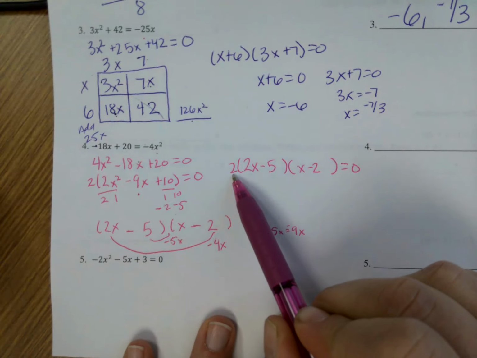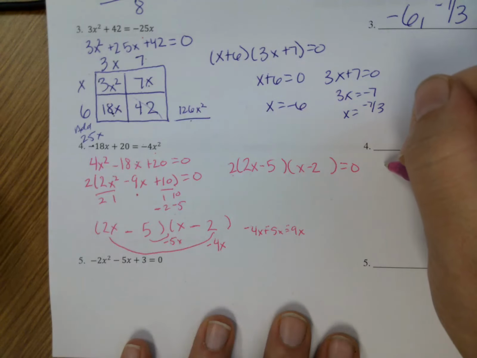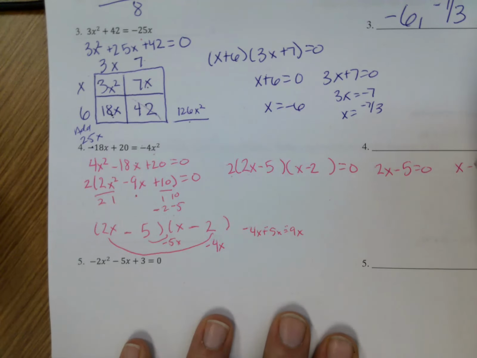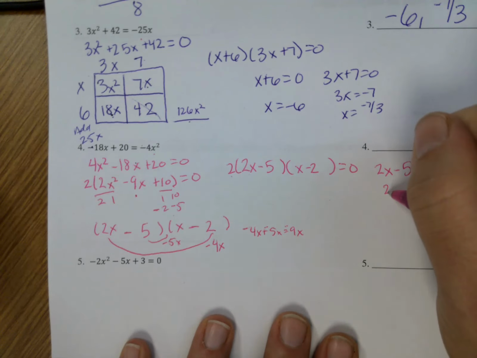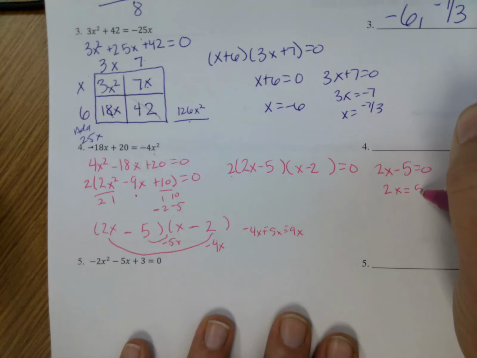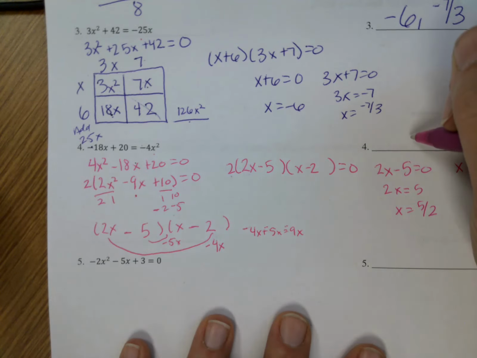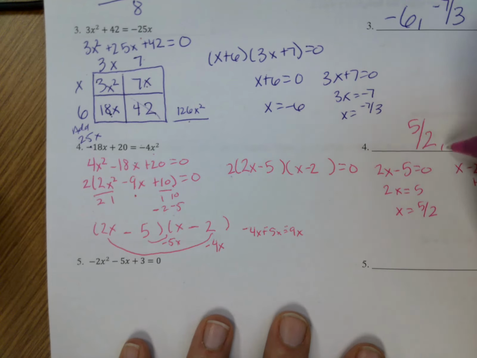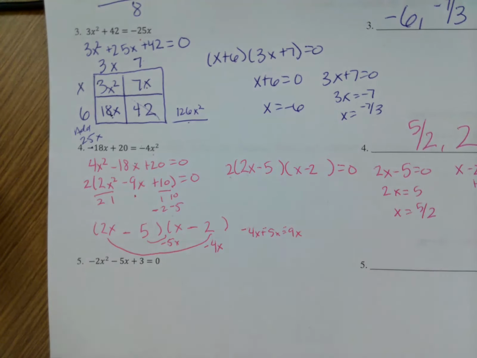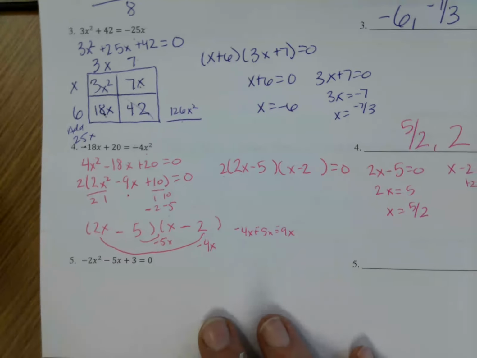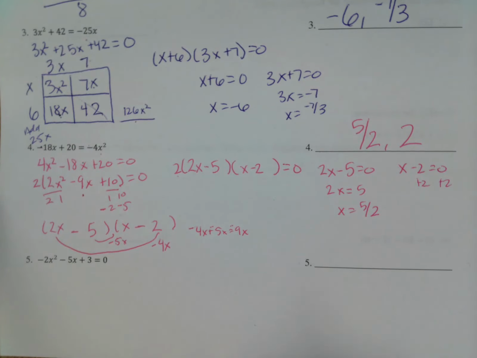This 2 does not have an x with it, so I do not have to set that equal to 0. I set the 2x minus 5 equal to 0, and the x minus 2 is equal to 0. Here I add over my 5 and then divide by 2, so this would be 5/2. Here I'm going to add over my 2. So my two answers would be 5/2 and positive 2. And, oops, sorry, it was kind of off the charts.